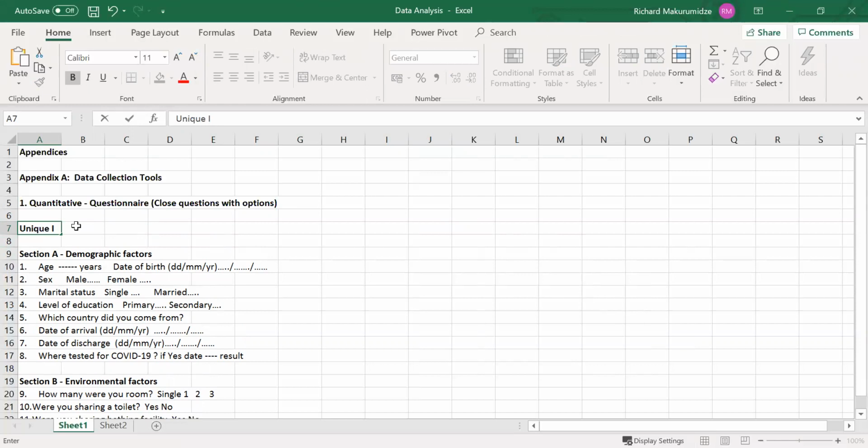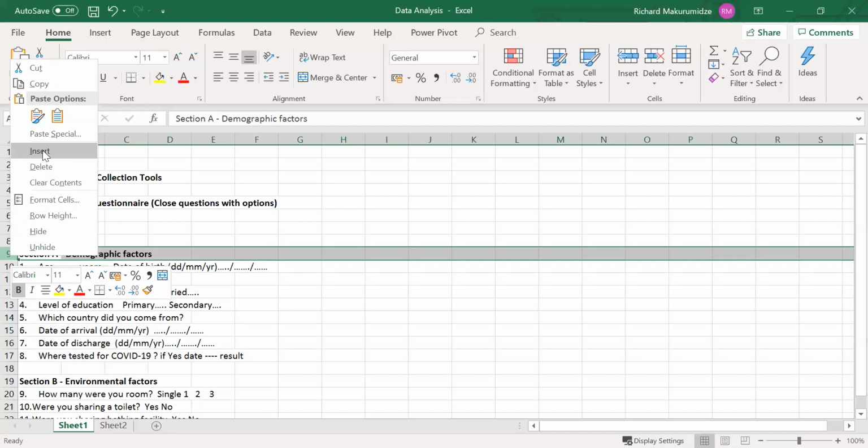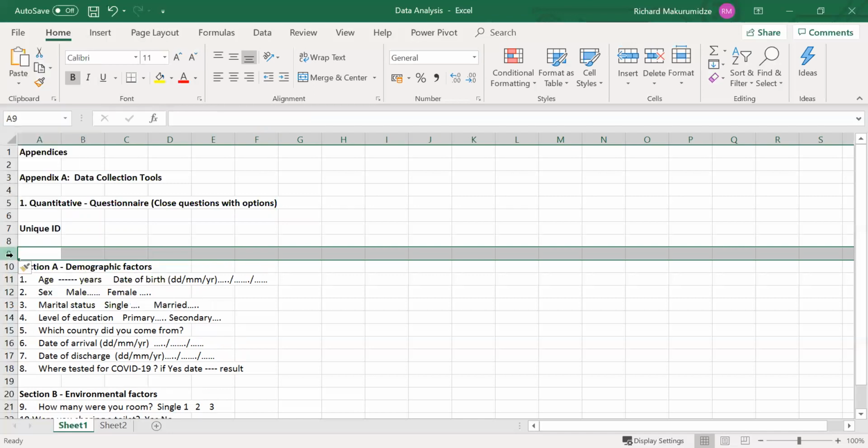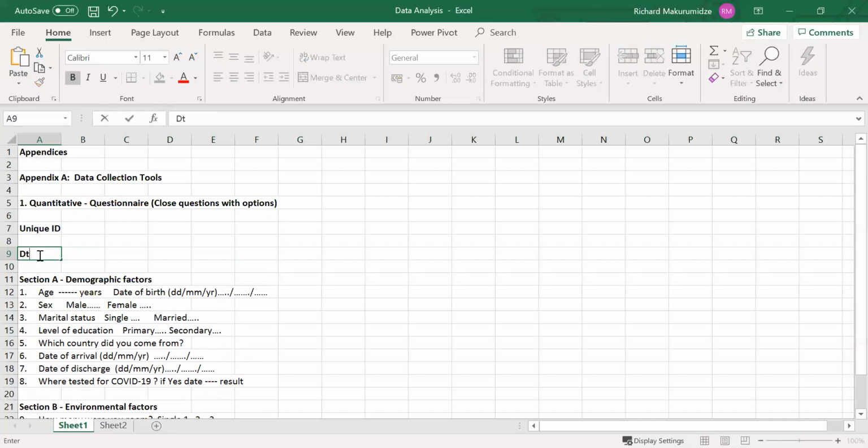So every questionnaire should have a unique identifier. Then it's also wise to make sure that in every questionnaire you put the date of data collection, the date on which you collected the data, so that you can identify your questionnaire. These things are part of the questionnaire, but you need to make sure every questionnaire has a number which identifies it, and the date on which you collected the information.